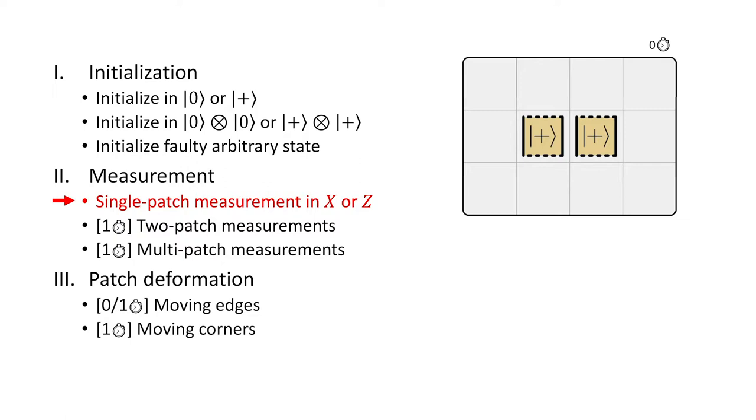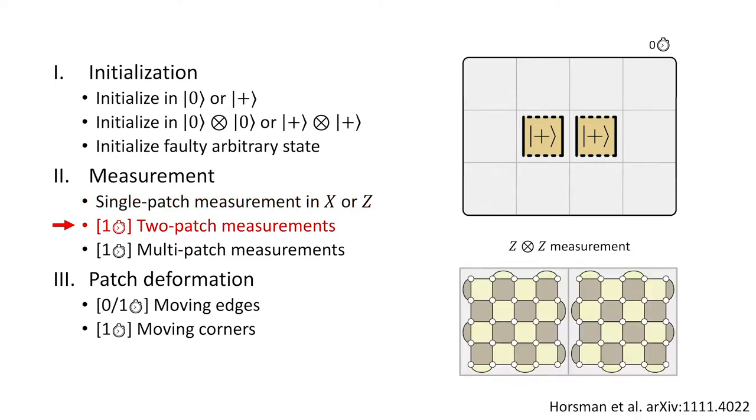The interesting operations are the next two ones. If you have 2 patches placed in neighboring tiles, you can use a 2-patch measurement to measure the product of the 2 operators that are next to each other. For instance, in this case, we have 2 patches in neighboring tiles, and the patches' Z operators are next to each other, so we can use a 2-patch measurement to measure the Pauli product operator Z times Z. And this takes 1 time step.